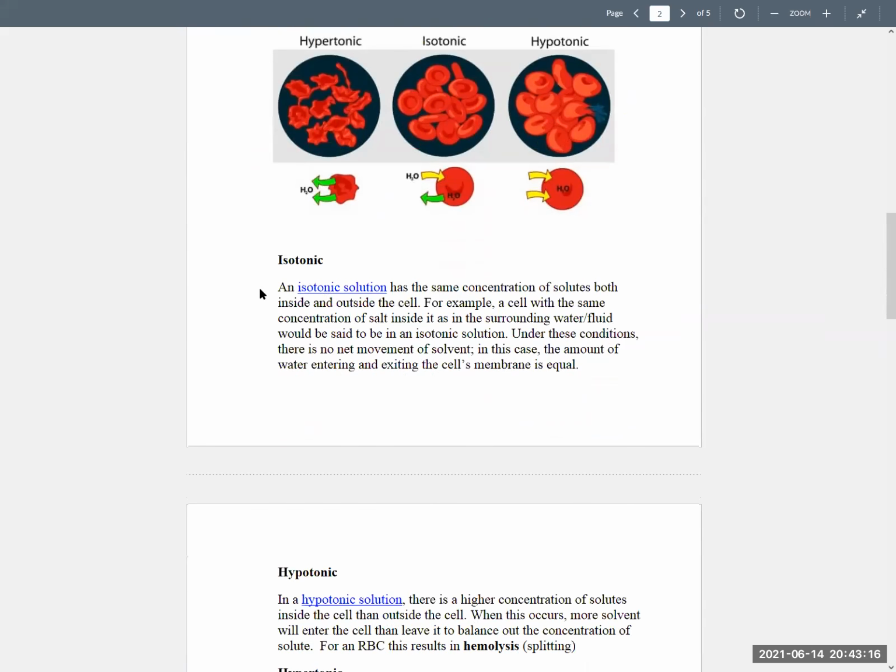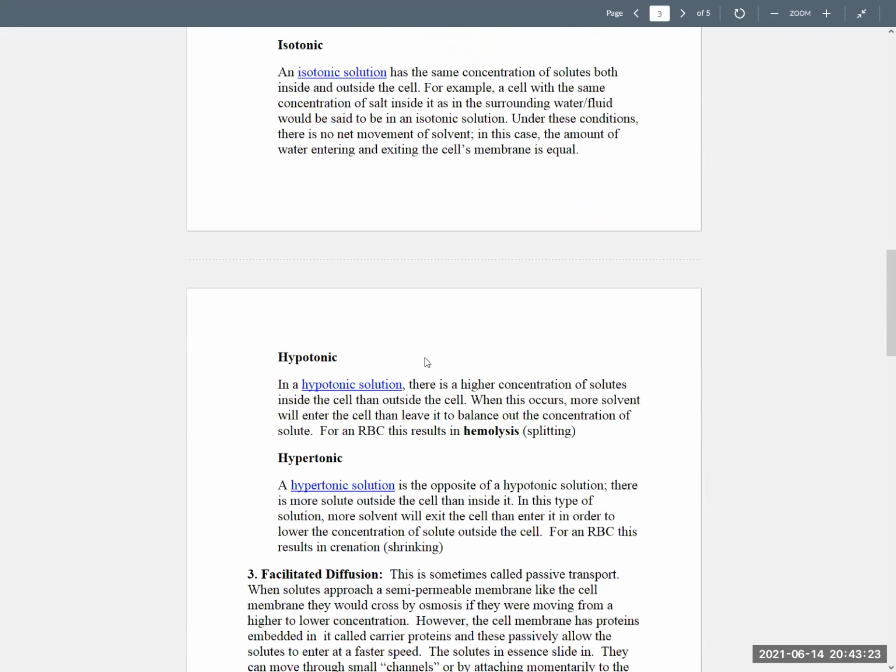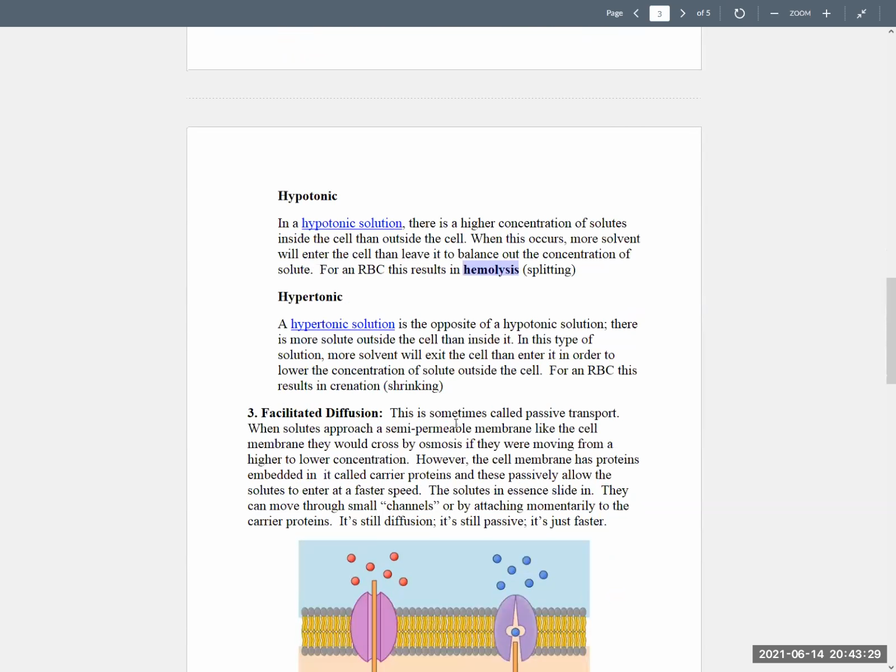Okay, so here's a description of isotonic, which I've already given you. Hypotonic, leading to hemolysis, and hypertonic, leading to crenation or shrinking.